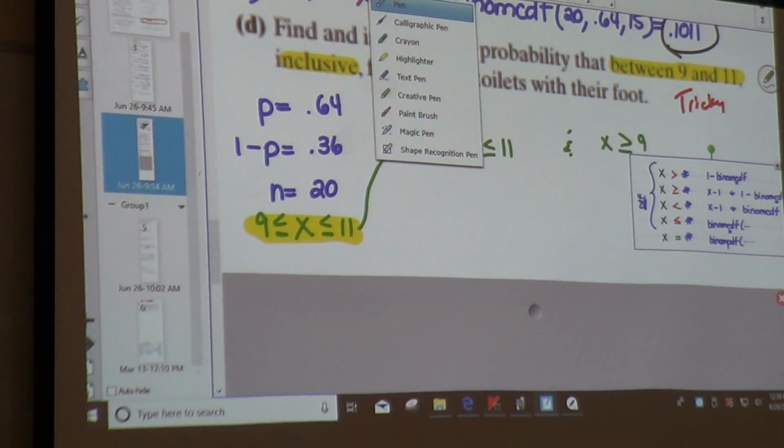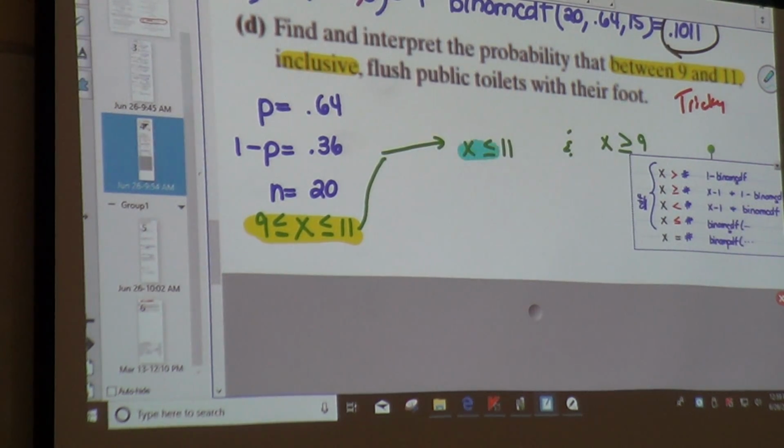So, for the first rule, it's going to be this one, which is a straight out binomial CDF. So for the first one, we're going to do a binomial CDF of N, P, X. What's my N? 20. What's my P? 0.64. What's my X? 11. Is everybody good with that one?